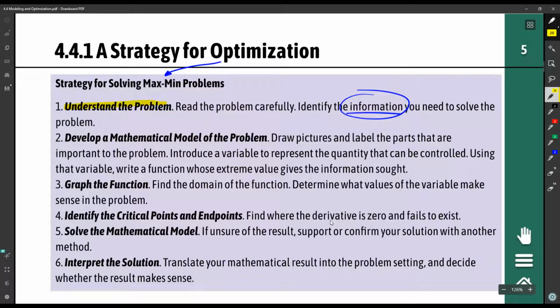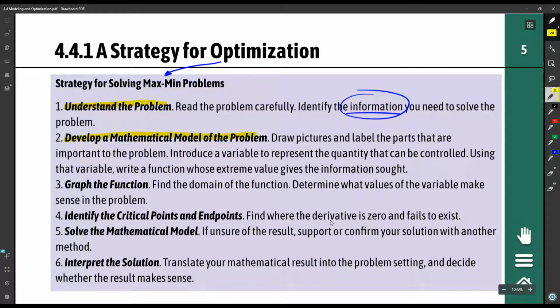Number two, develop a mathematical model of the problem. This can often be the most difficult part. I suggest drawing pictures, labeling the parts, introducing variables for quantities that are unknown, that can't be controlled, and then use that variable to write a function whose extreme values will give you the information you seek.